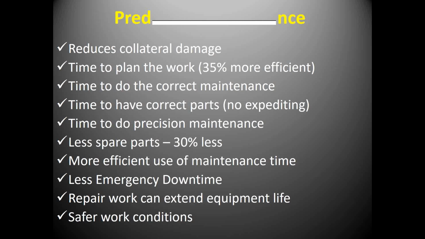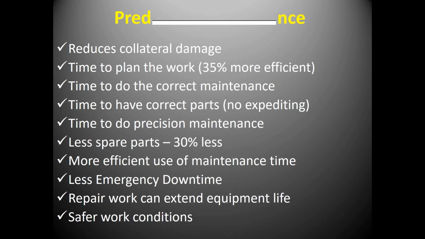The key point of using predictive technology is that now we can plan the work. So, we're 35% more efficient with our maintenance people when we can plan all their work. So if our predictive technologies are telling us that things are going to happen 3 months to 6 months down the line, we can plan the work and plan to do the correct maintenance. That gets us into having parts. If we can find failures of equipment that's going to happen in 2 to 3 months, now we can have the correct parts there. We can plan the work, have the parts on site without expediting parts. Now we can do precision maintenance because we're planning the work.